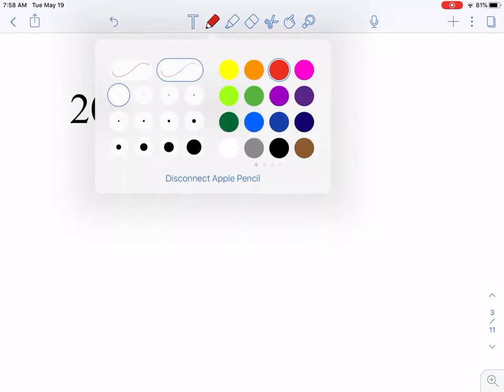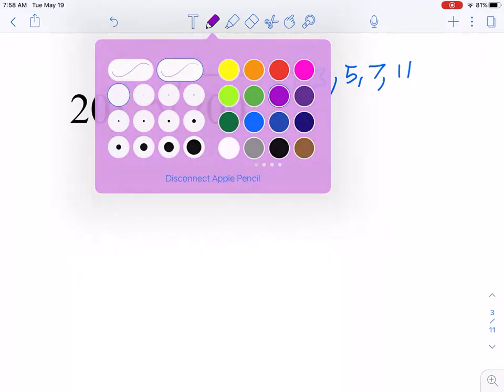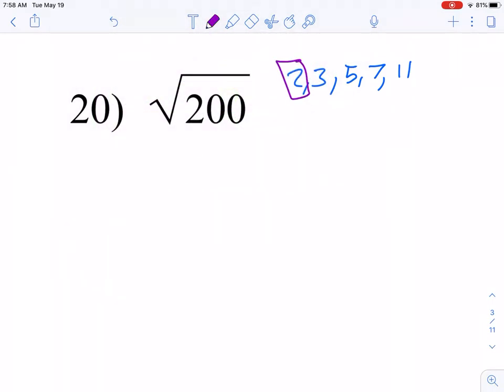Here's another one. I'm going to use the same process. 2, 3, 5, 7, 11. And starting with 2, I'm going to see, can I divide this by 2? 200 divided by 2 is 100. So I'm going to give you the option here. If you notice that 100 is a perfect square, you can use the perfect square value, 10 and 10.